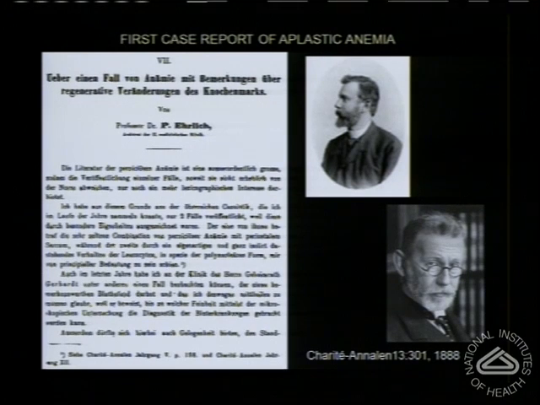I study bone marrow, and that's where progenitors are located, so you like to have a good progenitor for your own work, and the progenitor that we have in aplastic anemia is Paul Ehrlich, who also won the Nobel Prize, although not for aplastic anemia. When he was a very young man, he was a docent in pathology at Charité Hospital in Berlin, and he's credited with publishing the first case report of a patient with aplastic anemia.